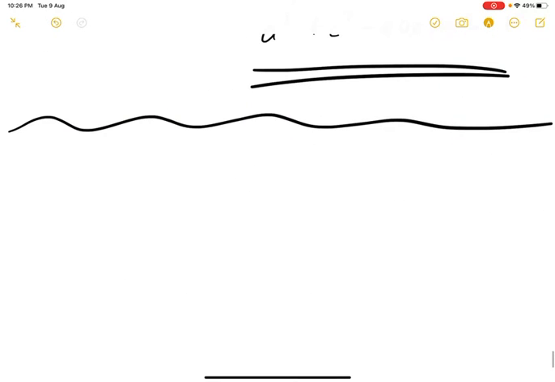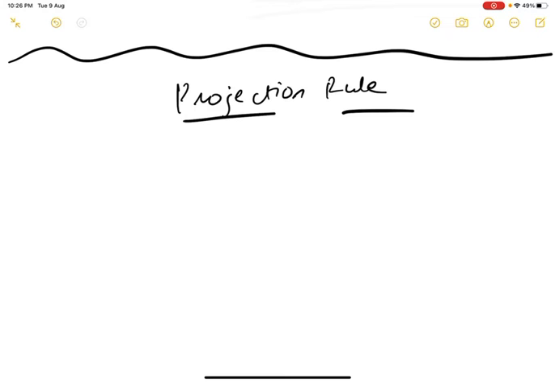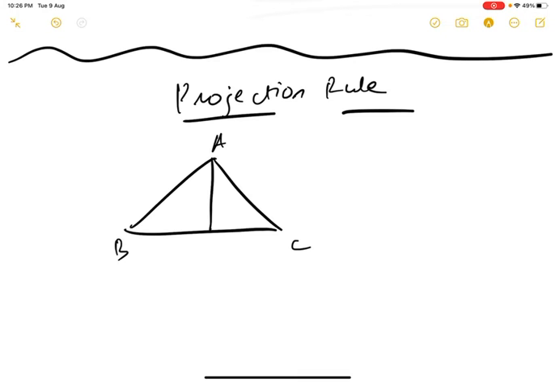Finally, you have your projection rule. Projection rule is straightforward. Let's say you have your triangle again, ABC. Drop your perpendicular. This side is A, this side is B, this side is C. Let's say this side is X, so this side will be A minus X.